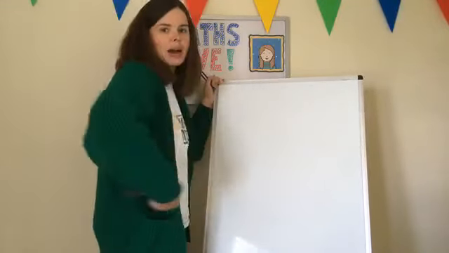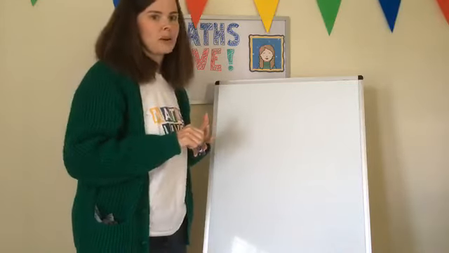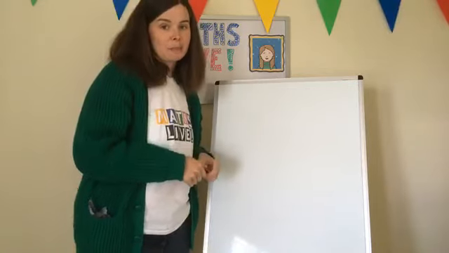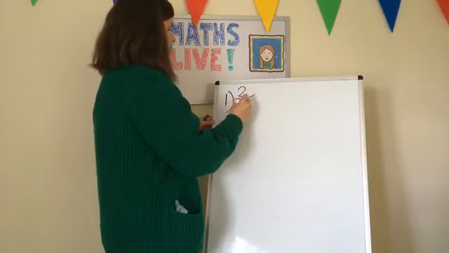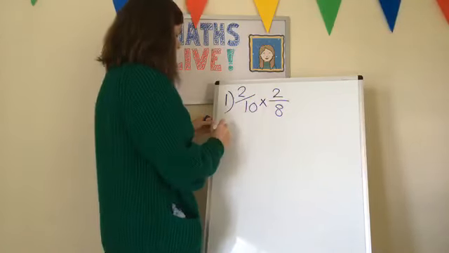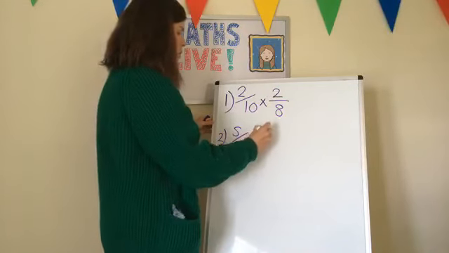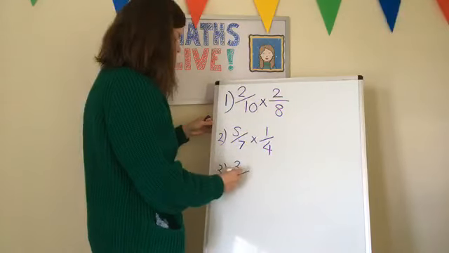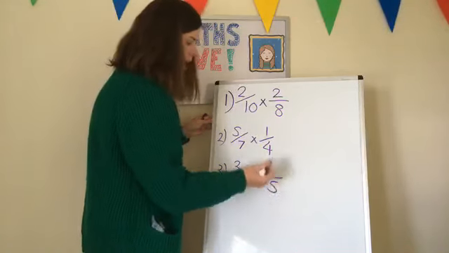So not too bad, but let's go into the challenges. I've got 6 questions. The first 3 questions are going to be multiplying fractions by fractions. I would like you to try and get your answer in its simplest form. So question 1 is 2/10 times by 2/8. Question 2 is 5/7 times by 1/4. And question 3 is 3/4 times by 2/5. Have a go at that.